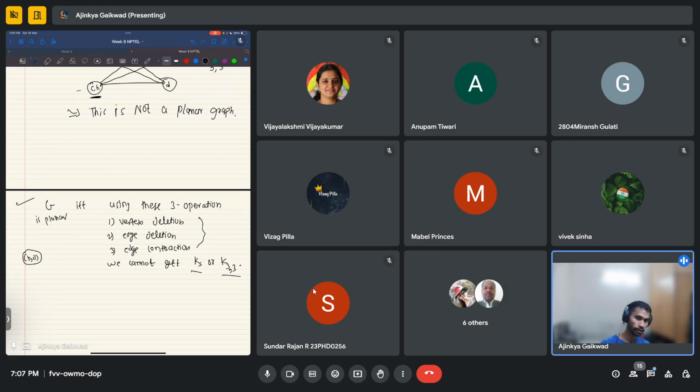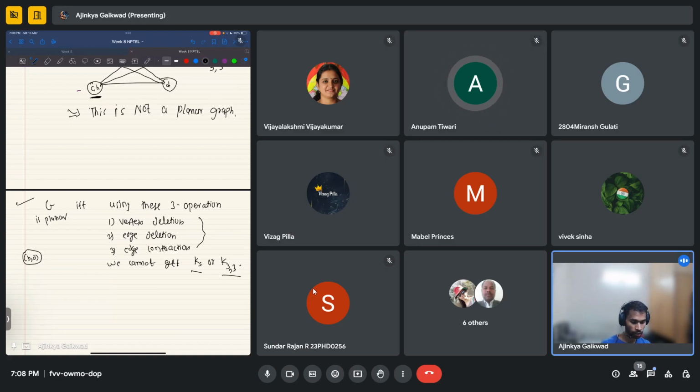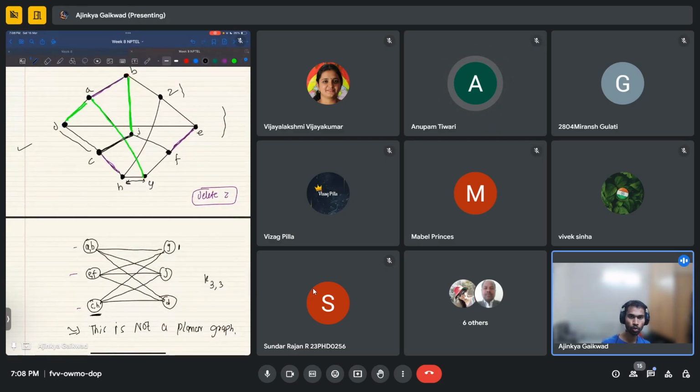I did try K5. When I was solving this question, I tried to construct K5 using these three operations, and I couldn't do it. It's not like there is some way to determine immediately. Given a graph and using these three operations, can you construct K3,3 or K5? This is pure trial and error. I don't think there is any algorithm or procedure that tells you whether you can construct K5 or K3,3.